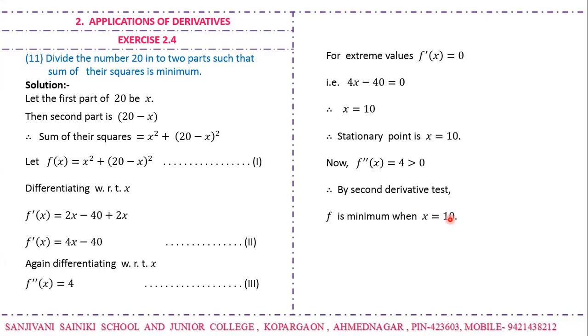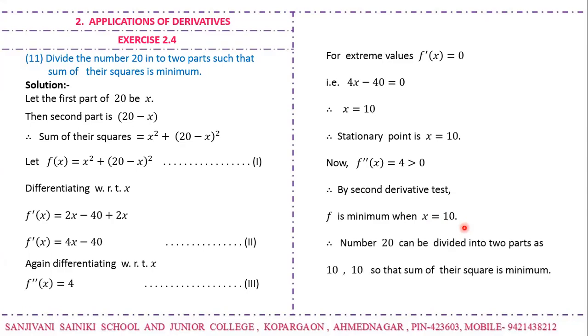So the first part of the 20 is 10. So what will be the other part? Definitely the other part will be 10. These are the two numbers 10 and 10 whose sum is 20, and the addition of the squares of these two numbers is minimum. Okay, so we will stop here.